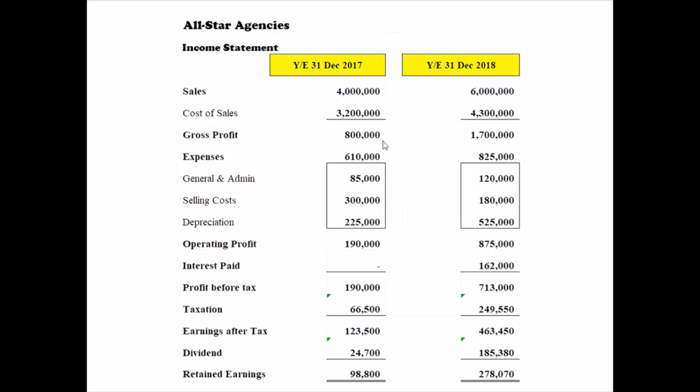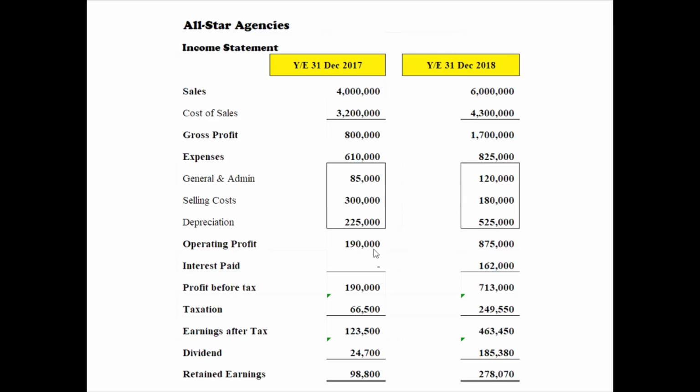They then provided us with some information that you really just had to plug in. The general and admin, they gave that to us in point number 4 as 85,000. And also in point number 4, they told us that the selling costs were 7.5% of the sales. And in point number 6, they told us about this fleet of vehicles and that the depreciation for the year is 225,000 Rand. So you plug those numbers in there, you can add them up, put the expense at the top here, and 800,000 minus the 610 gets us 190,000.